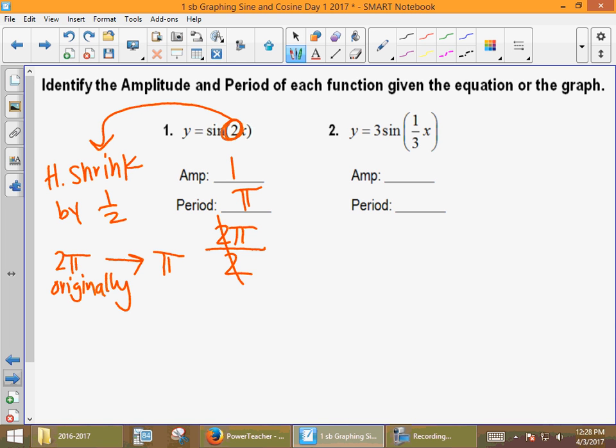So for the next one, you would take 2 pi and divide it by a third. Amplitude is 3, yep. And then the period, you're going to take 2 pi divided by a third, which is the same thing as multiplying by 3. 6 pi.